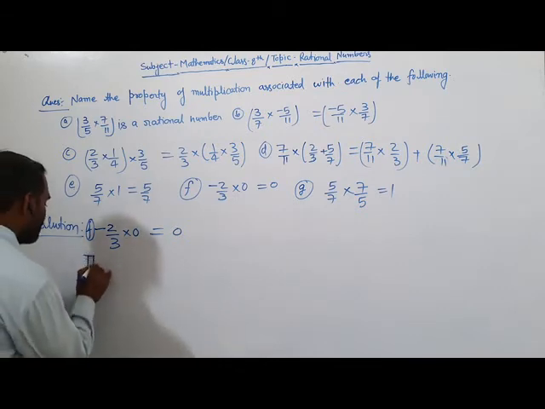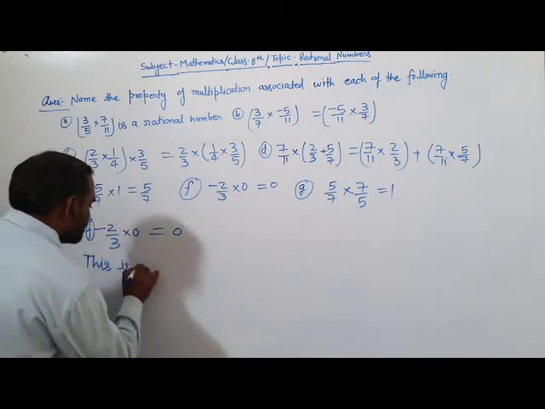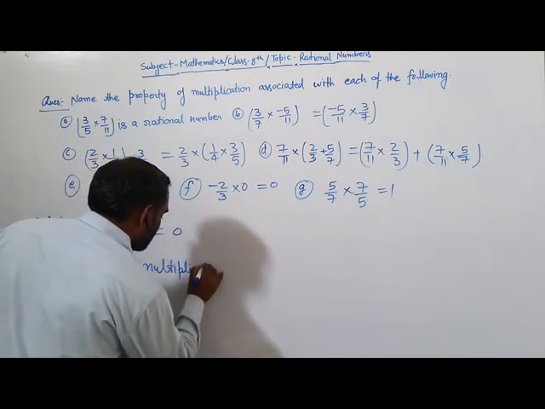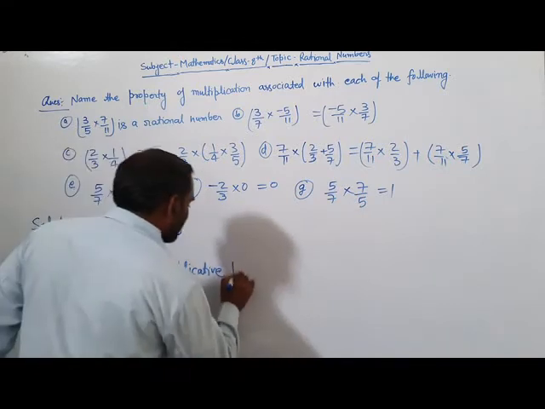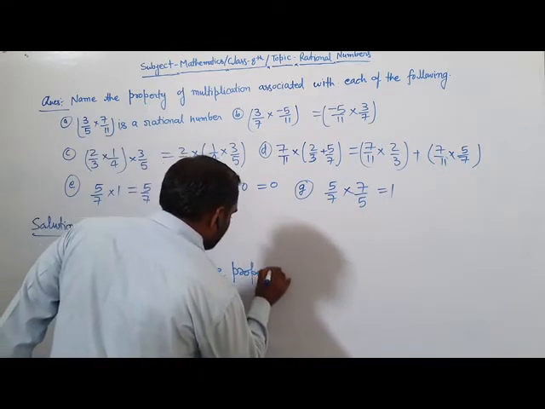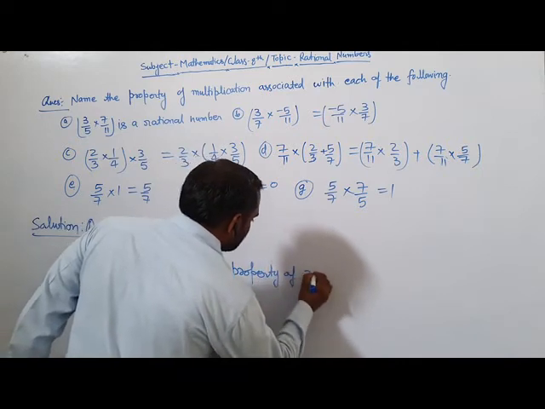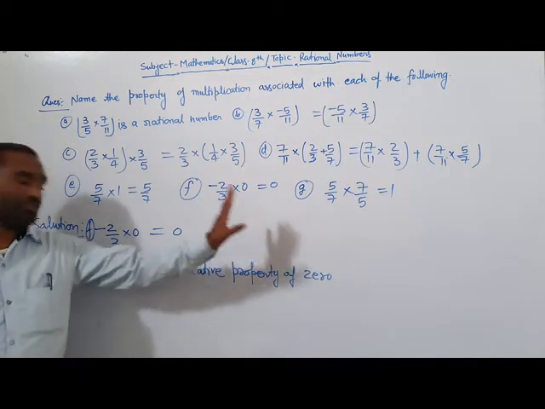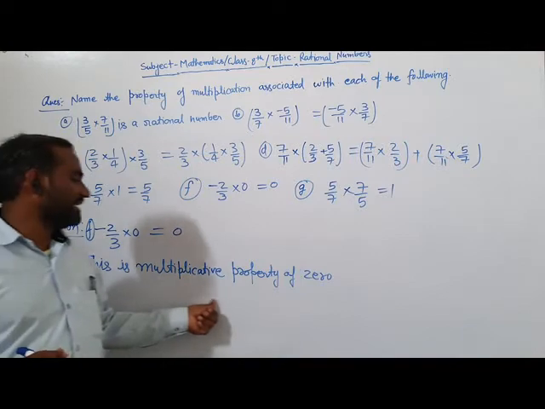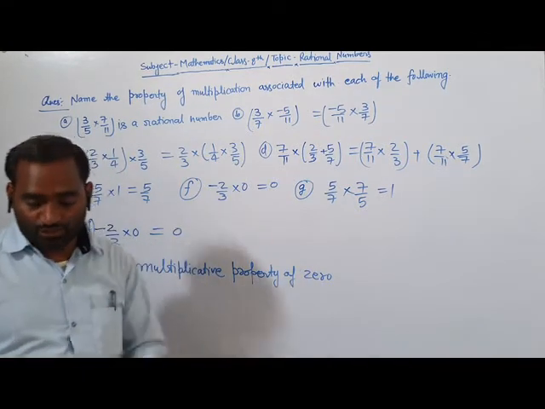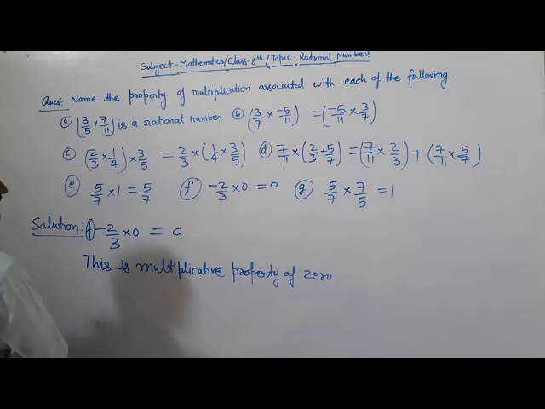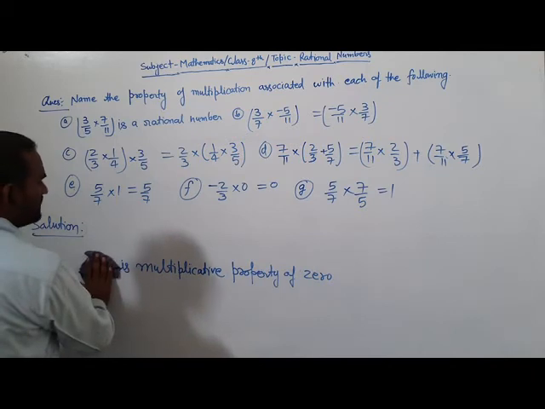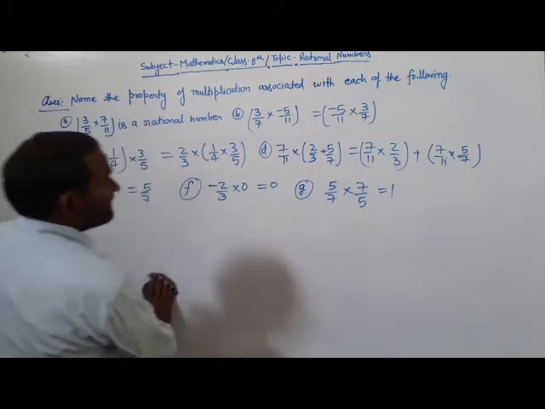This is the multiplicative property of 0. When 0 is multiplied by any rational number, the answer is 0. This is called the multiplicative property of 0. E is finished, F is also finished. Next is G.